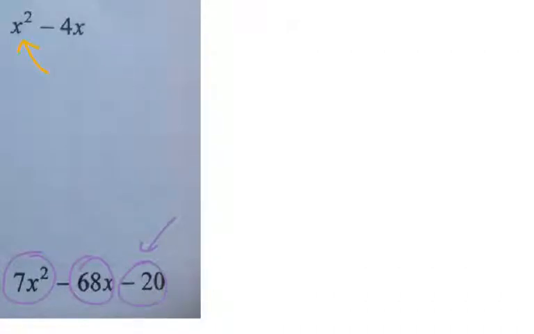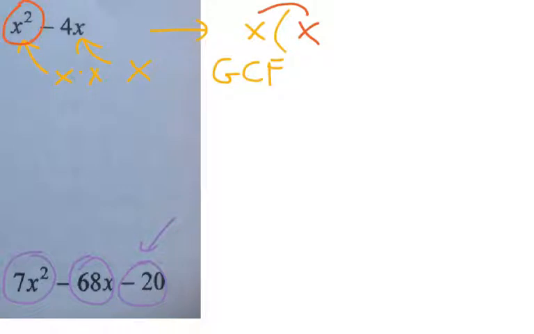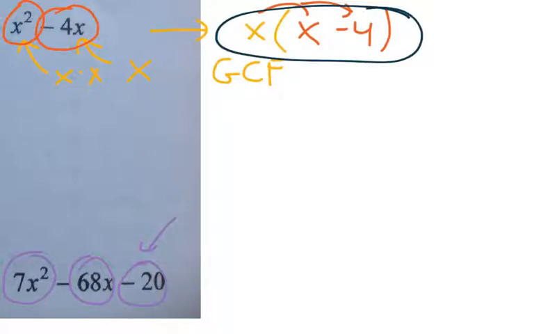So what am I going to do? I'm going to look at each term and see what they have in common. Notice how they both have an x in common there, because x squared is x times x after all, right? So this one should be a fairly simple one to factor. If I know my GCF, my greatest common factor, is x, all I need is an x times x to give me x squared, and a minus 4 times the x to give me a minus 4x. And so this is the factored form of my original expression.